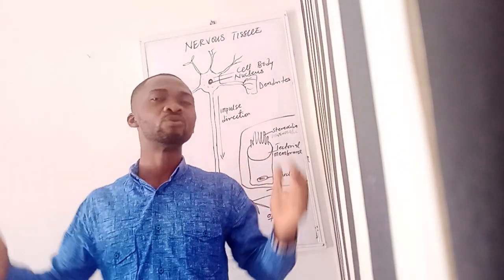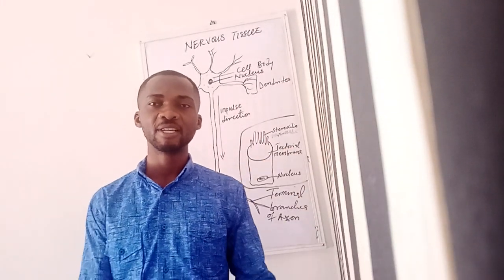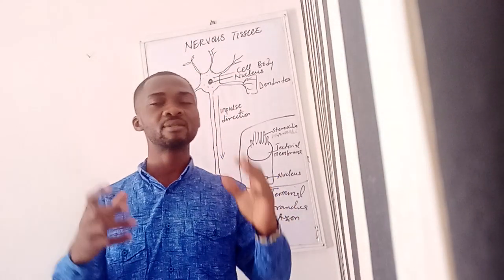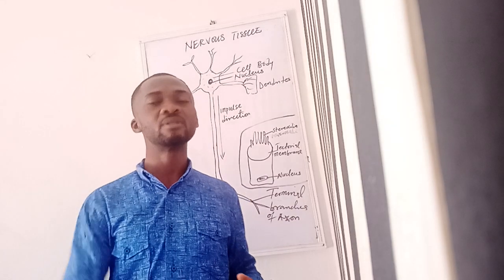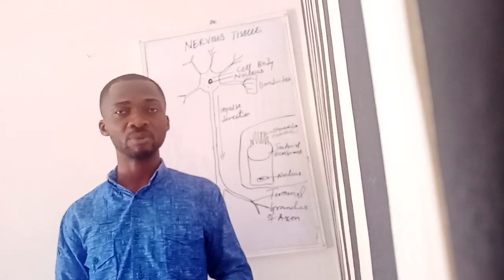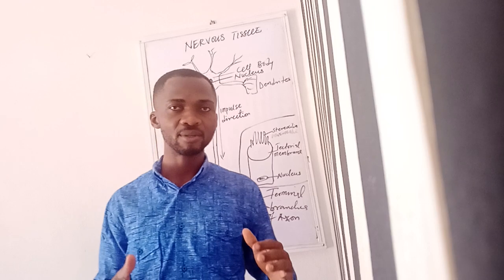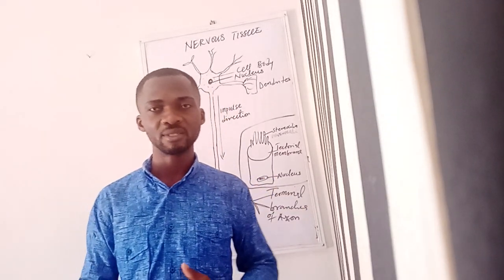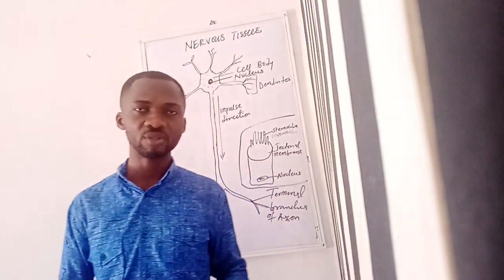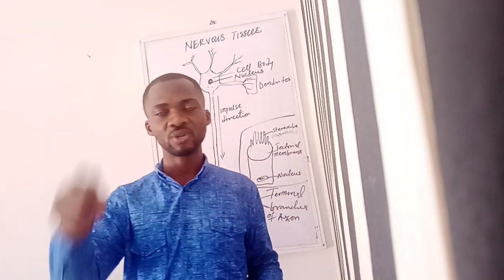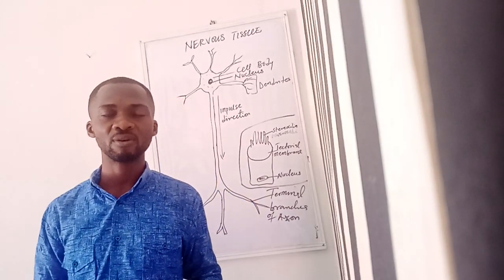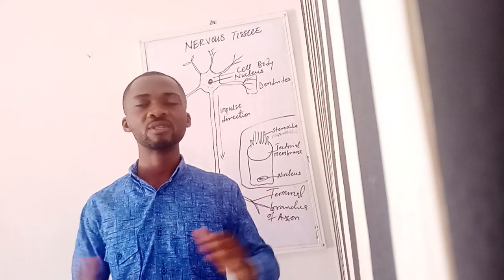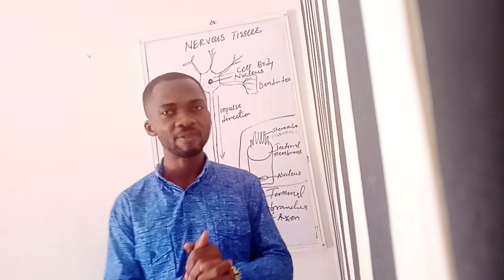So, what do we understand as a nervous tissue? A nervous tissue is a tissue that contains cells that sense stimulus and transmit signals from one part of the body to the other. They have a group of cells that perform this function. That's the basic function. And of course, this transmission is very important.